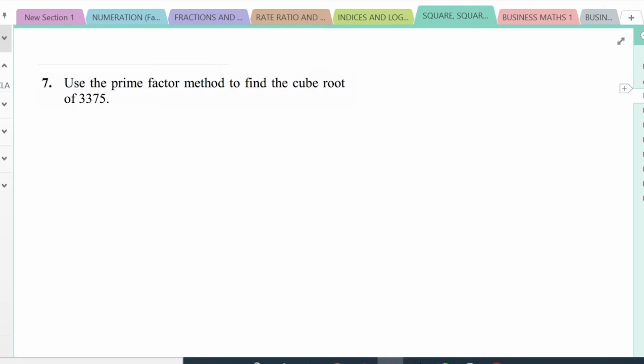Moving on, use the prime factor method to find the cube root of 3375. So the prime factor method here, it's the answer, it's 3375.